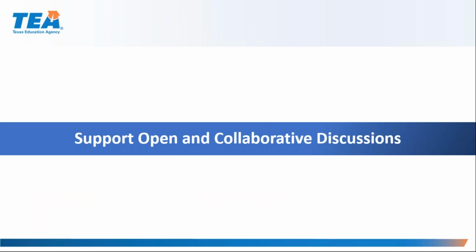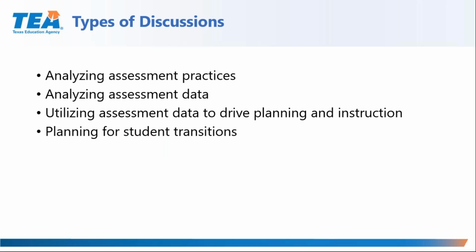So our last topic surrounding using assessment to facilitate alignment involves supporting open and collaborative discussions. So there are actually several forms that these discussions could take. You might analyze assessment practices. So how are you actually assessing children in your classroom? You could analyze assessment data. So looking at a grade level or across grade levels to see what the data is telling you.